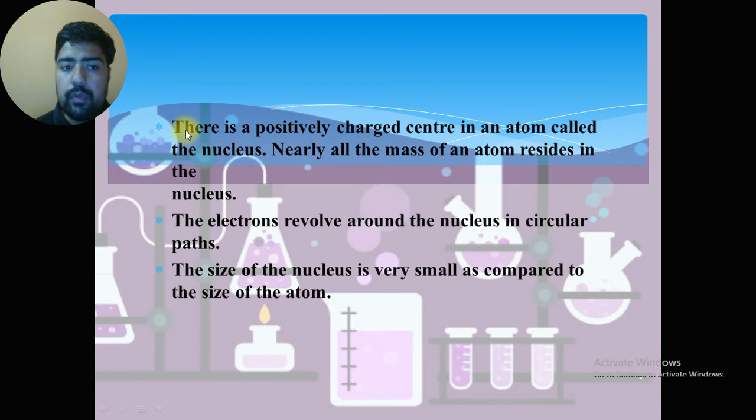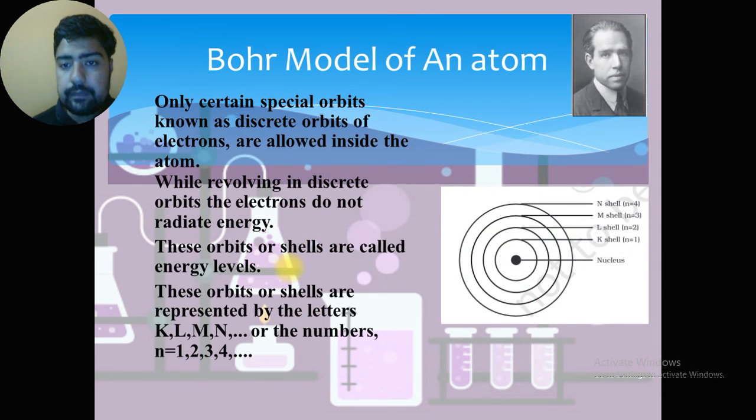As I told you previously as well, there is a positively charged center in an atom called the nucleus, and nearly all of the mass of an atom resides in that nucleus only, and electrons revolve around the nucleus. The size of the nucleus is very small compared to the atom. Now we are seeing that the atom is also constituted of smaller and smaller units, just like the cell consists of organelles.